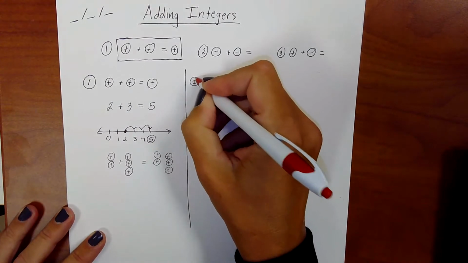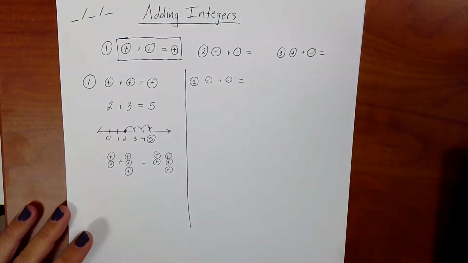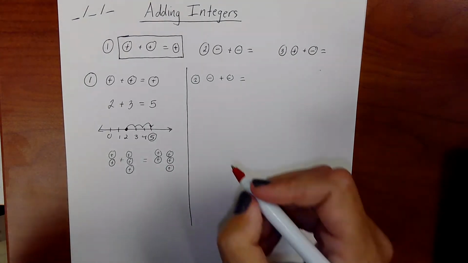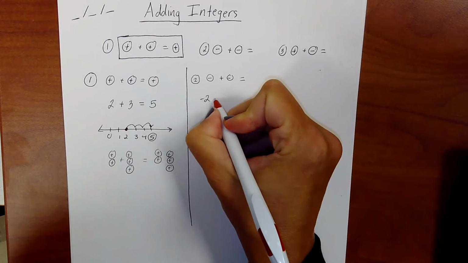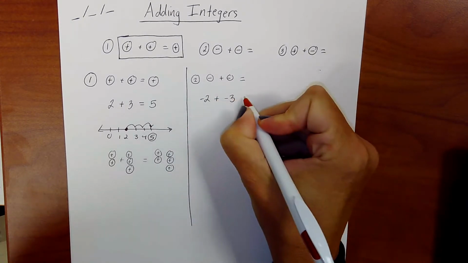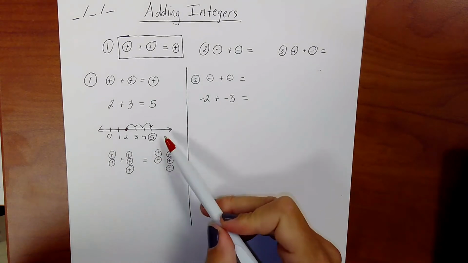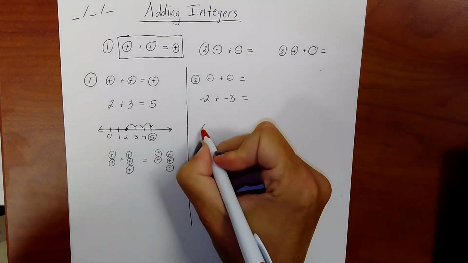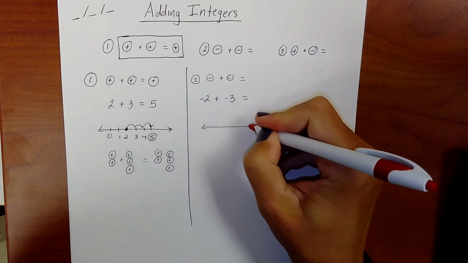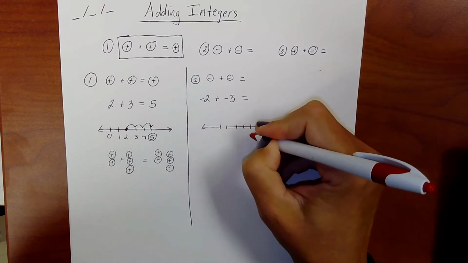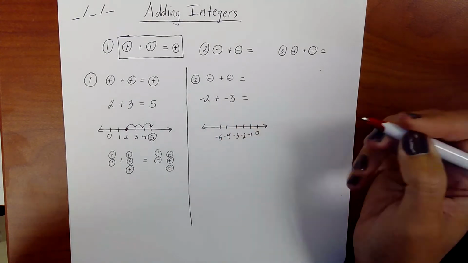the second one. So a negative plus a negative. Okay, let's do an example. So if I said negative 2 plus negative 3, and let's use the same logic that we did before. So let's look at a number line. We'll just look at the negative side. So here's 0, negative 1, negative 2, negative 3, negative 4, negative 5.